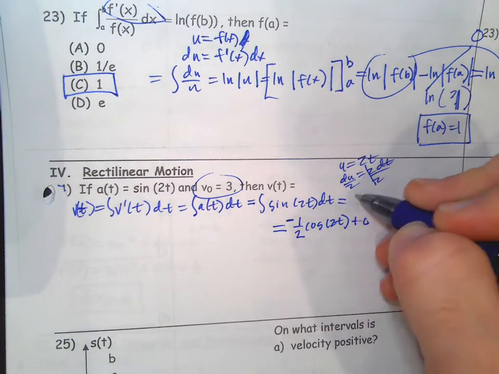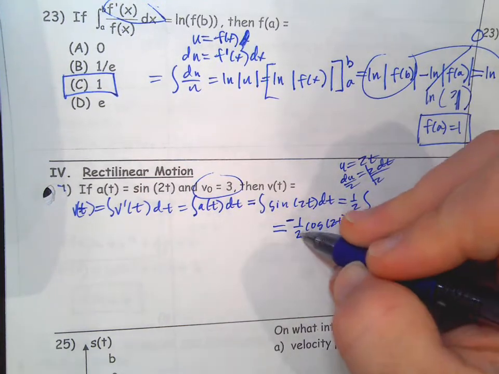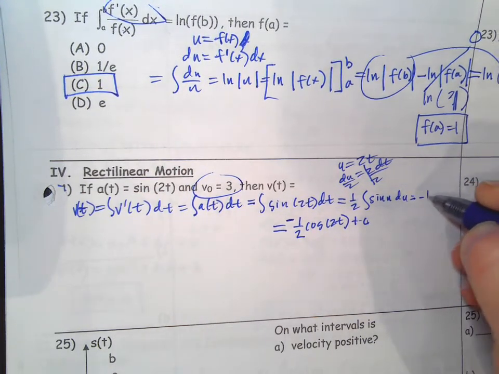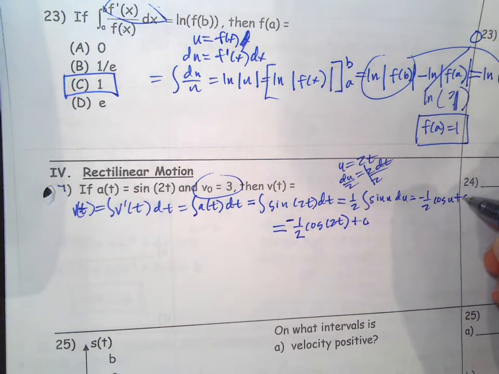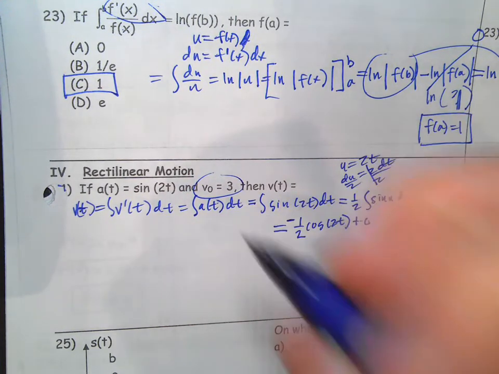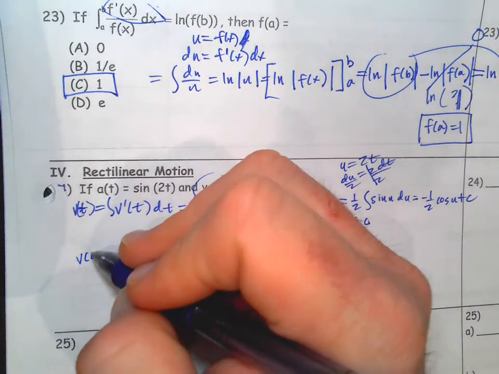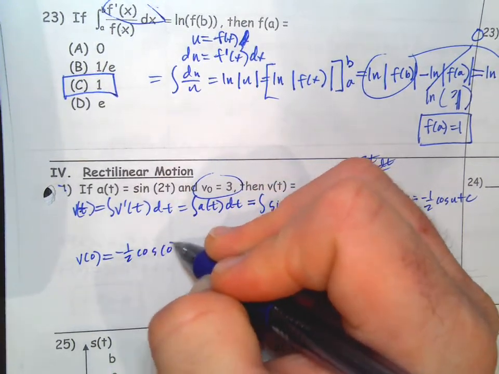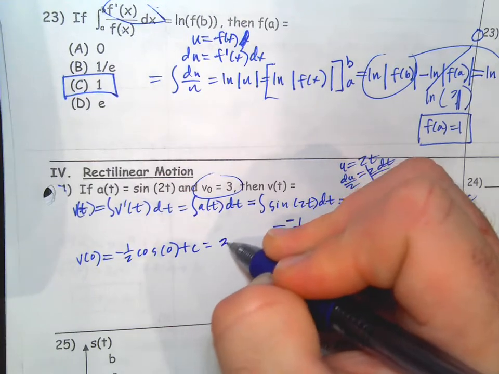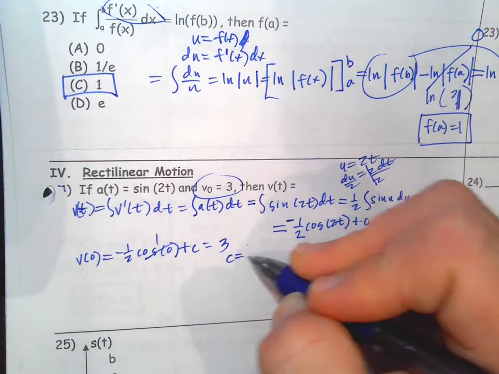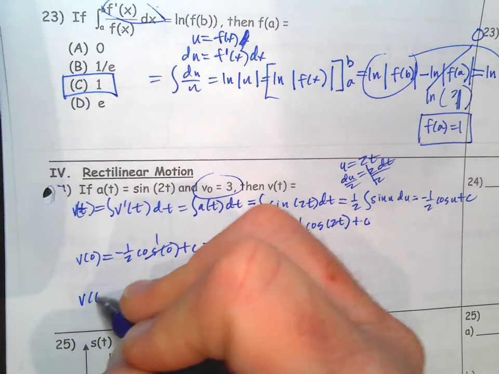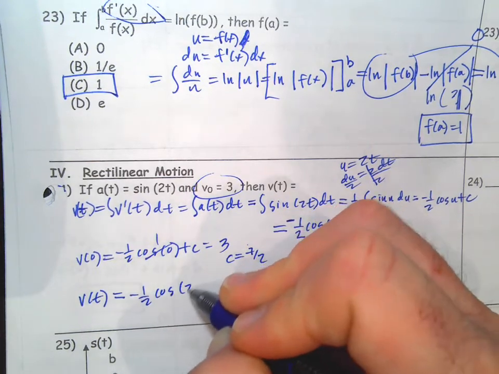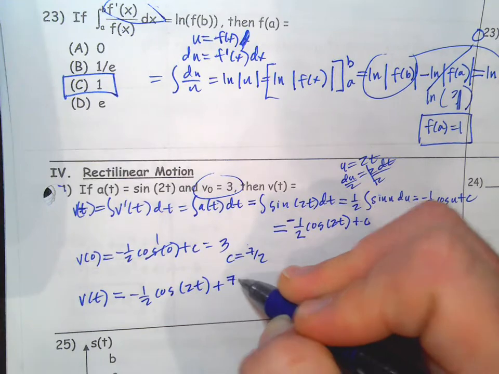Or you could do it this way. Say, oh, there's a 1/2. You're doing all this work just to get that 1/2 that I think you kind of see in your head. And eventually you get the same answer. Now, we're going to use the initial condition to find the c value. So we plug 0 in. It's supposed to be 3. This is 1, so you're going to get c equals 3.5 or 7/2. So your final answer for velocity is going to be -1/2 cosine of 2t plus 7/2.